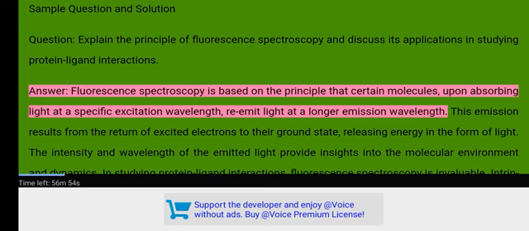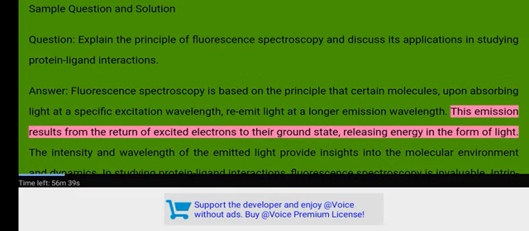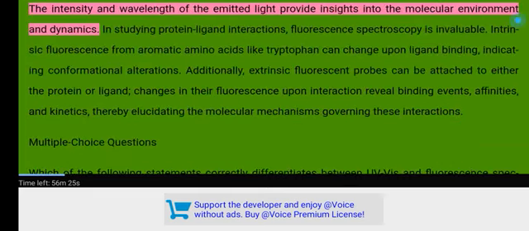Answer: Fluorescence spectroscopy is based on the principle that certain molecules, upon absorbing light at a specific excitation wavelength, re-emit light at a longer emission wavelength. This emission results from the return of excited electrons to their ground state, releasing energy in the form of light. The intensity and wavelength of the emitted light provide insights into the molecular environment and dynamics.